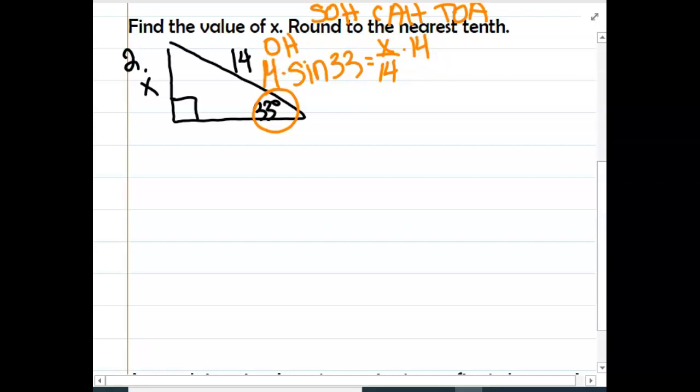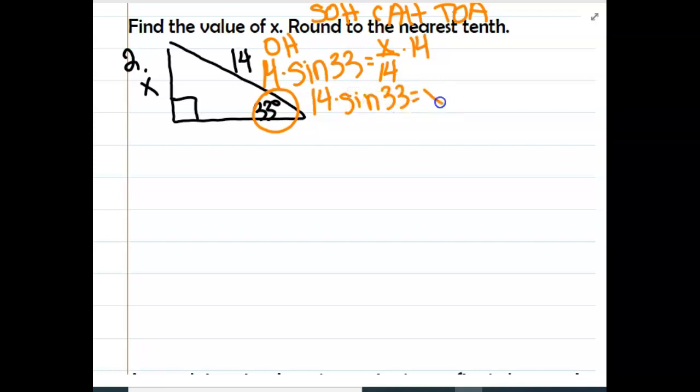So this is what I want you to practice plugging in your calculator. What you're going to plug in your calculator is 14 times sine of 33. Now, if you have a calculator that you only plug in one operation at a time, I don't know if I see any. They're all good. So you all should just be able to plug this in exactly as it is.